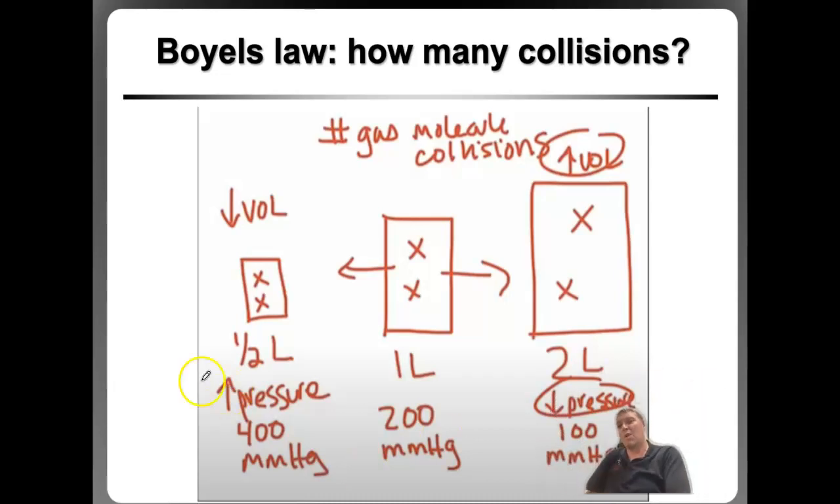If you made it smaller and had half a liter, now it would go up from 200 of pressure, and that's how many things are bumping into each other. Smaller area, more pressure, more things bumping into each other.